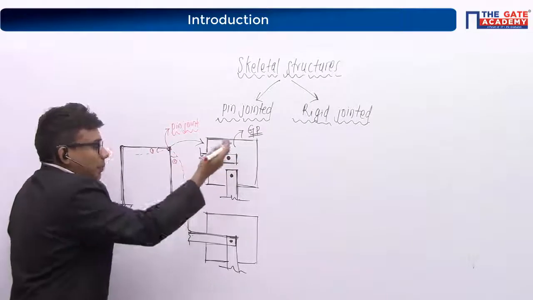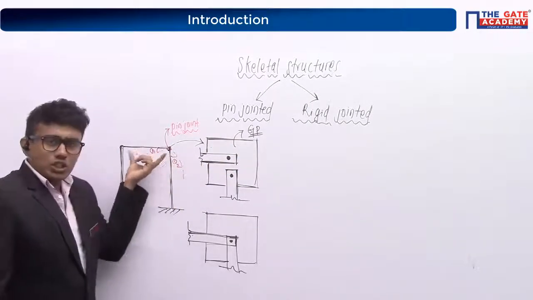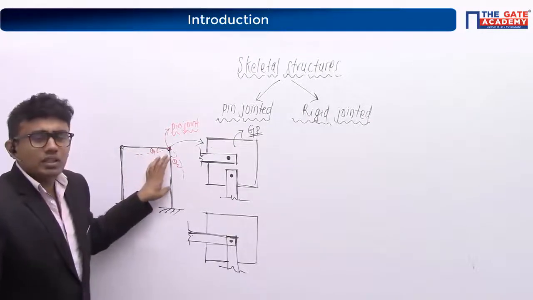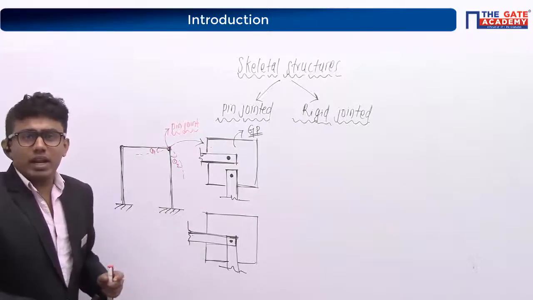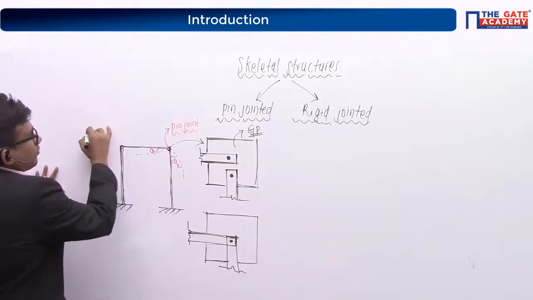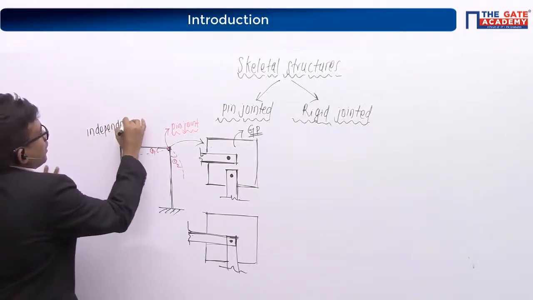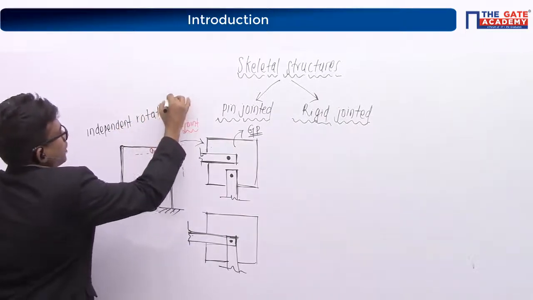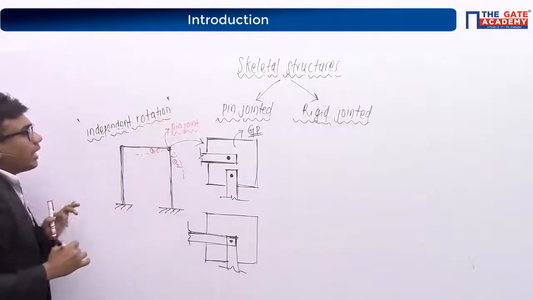Why? Because at a pin connection, the rotation will be different. The rotation of the beam at this joint will be theta 1, and the rotation of this column will be theta 2. These two members are going to deflect or rotate in a different manner. That means you will have independent rotation at a pin connection.